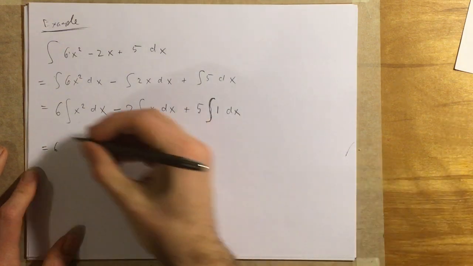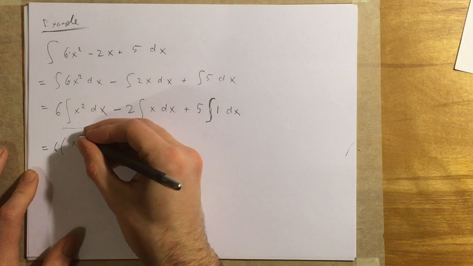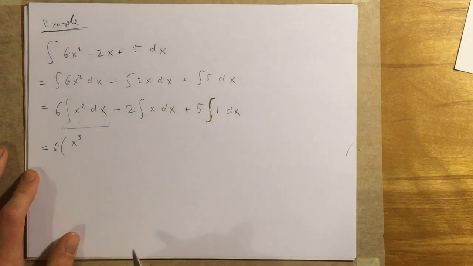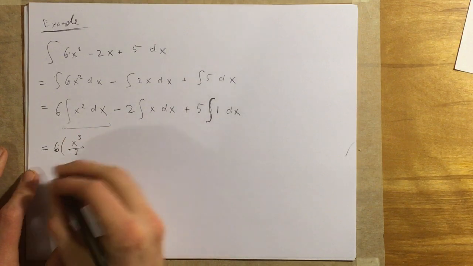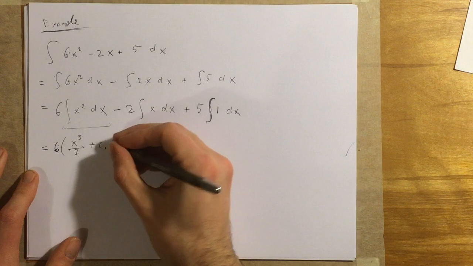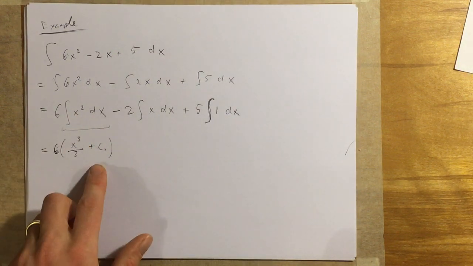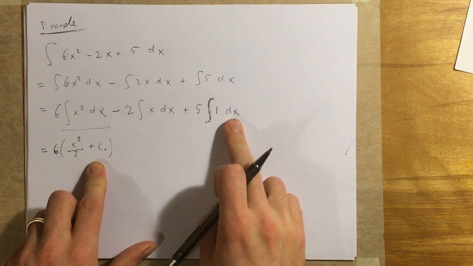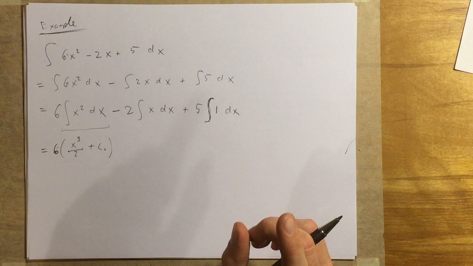So for this part here, we will get x to the power 3, increasing the power by 1, and then divide by 3. So we have 6 times x cubed over 3. And now we have a plus c. Now I'm going to call this c1, because when I do this antiderivative here, I get a plus constant. Now we're going to get 3 of them. So they're going to be c1, c2, and c3.